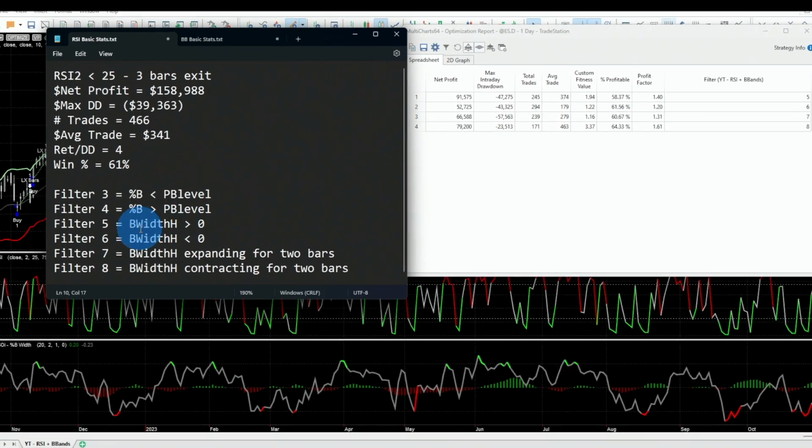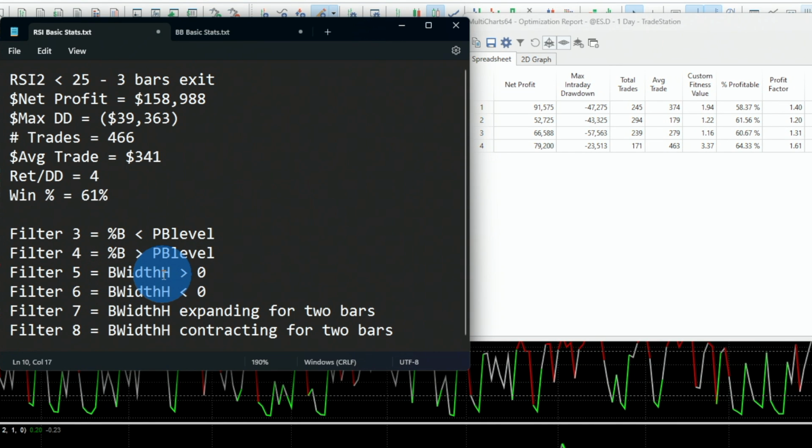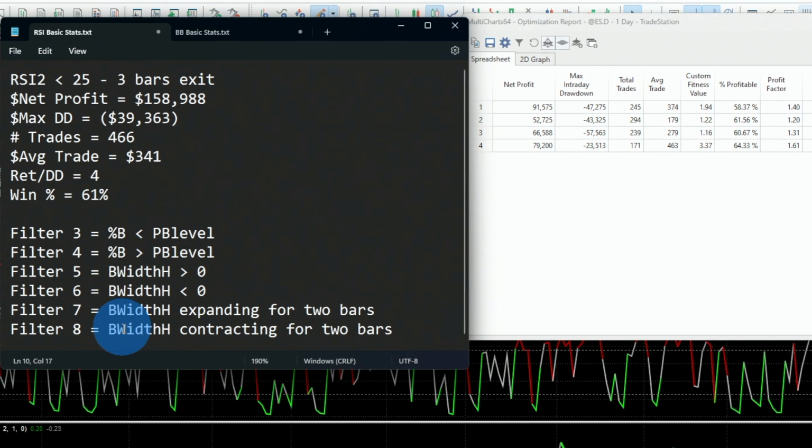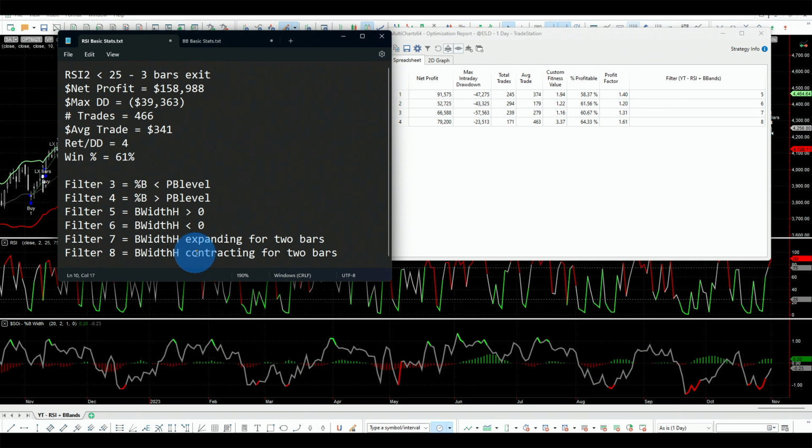So remember, the filter where the Bollinger Band width is greater than 0, that means it's greater than the average Bollinger Band width. And filter number 6 is smaller than the average Bollinger Band width. And then filter number 7 is when the Bollinger Band width is expanding for 2 bars. And filter number 8 is when it's contracting for 2 bars. And these are the filter numbers.